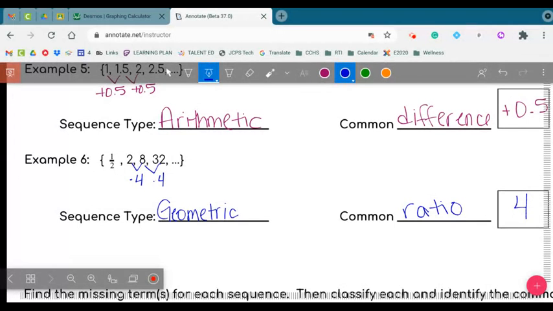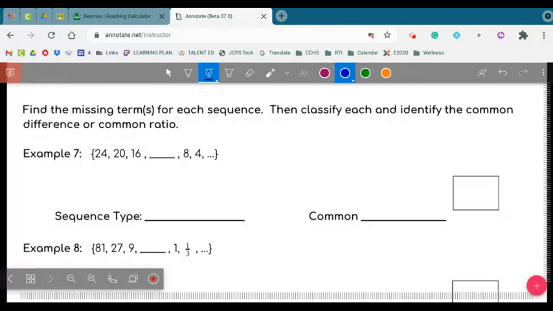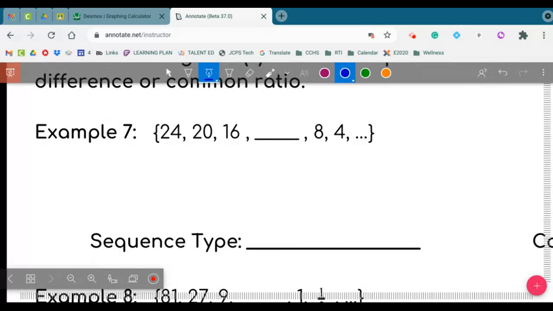So let me know if you guys have any questions on determining the types of sequences these are. The key is going to be making sure we look at the pattern. Okay, let's go down to the last 4 examples where we have to find the pattern and find the missing piece. So on example 7, I go from 24 to 20 to 16.